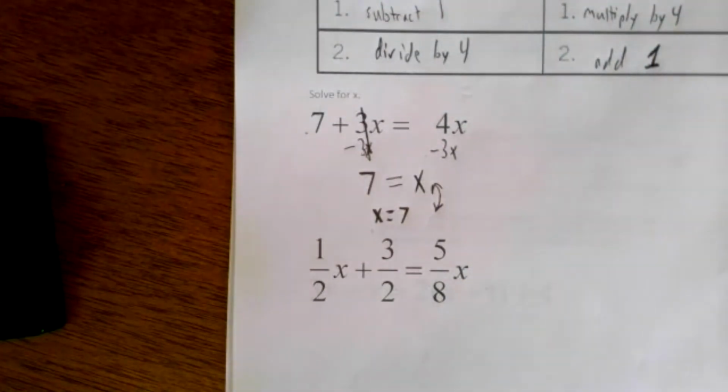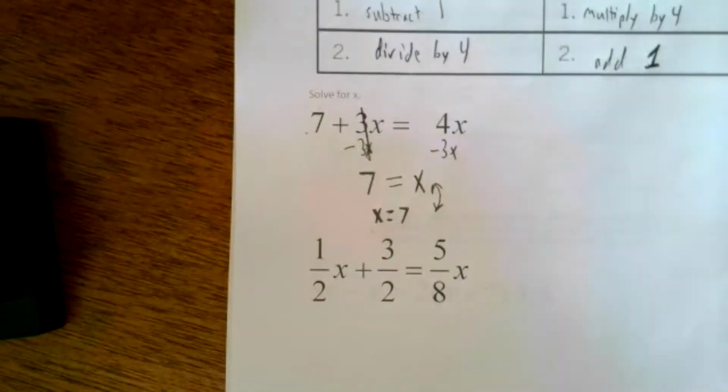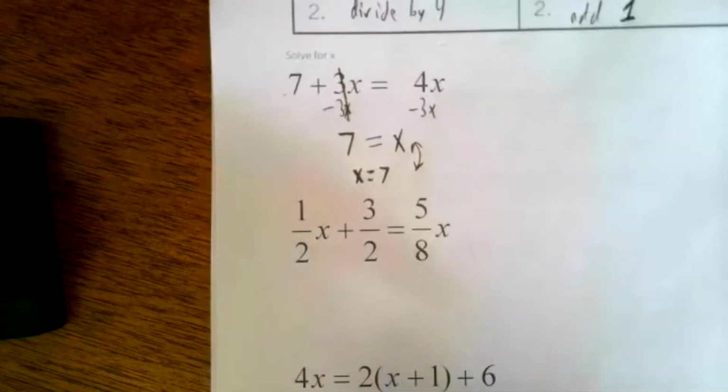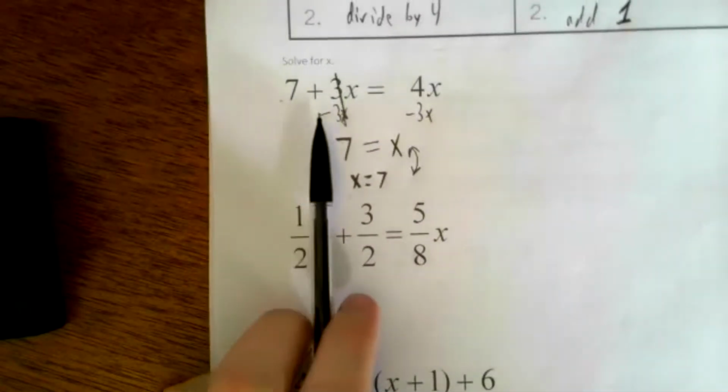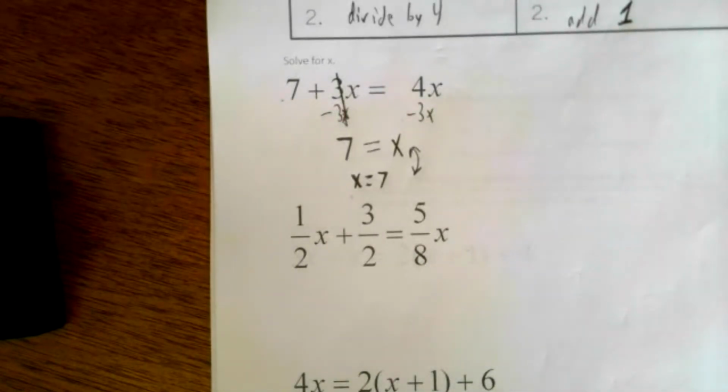Okay, let's look at the next one. The next one says I have 1/2 x plus 3/2 equals 5/8 x. So what's the first step that we could do to solve this equation? Well, we can do something similar to what we did on the first one, right? So we could just subtract 1/2 x on both sides, right?